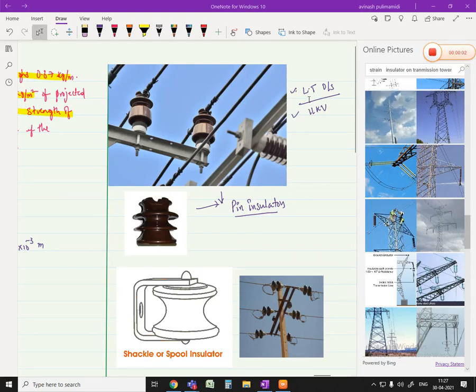So the pin insulators are always used for low tension distribution lines, and the operating voltage will be up to 11 kV, and it is sometimes used up to 33 kV also.